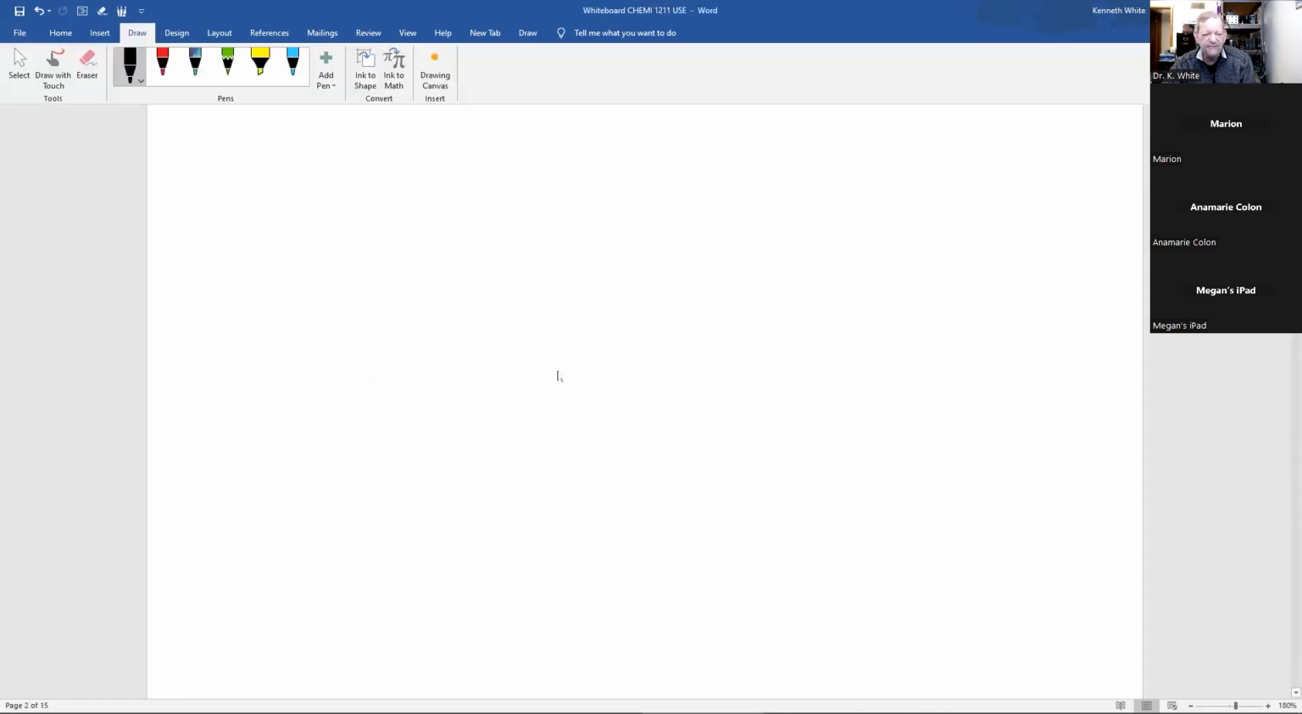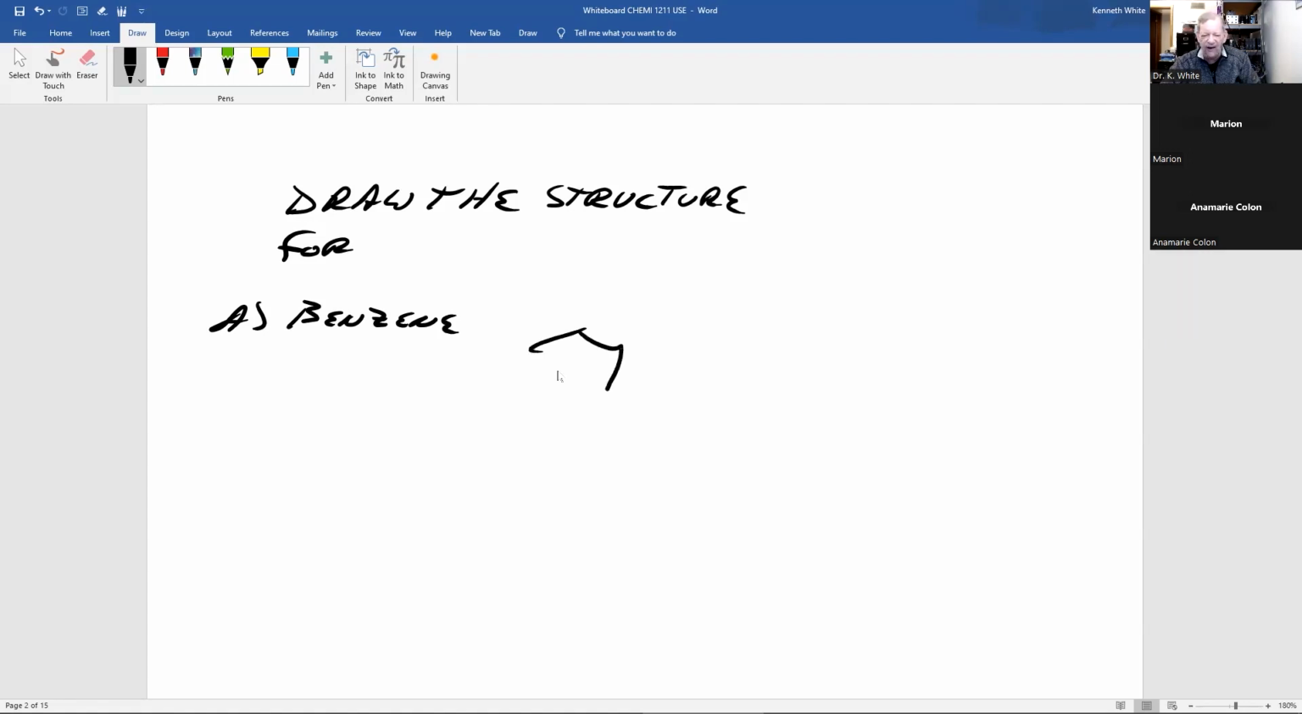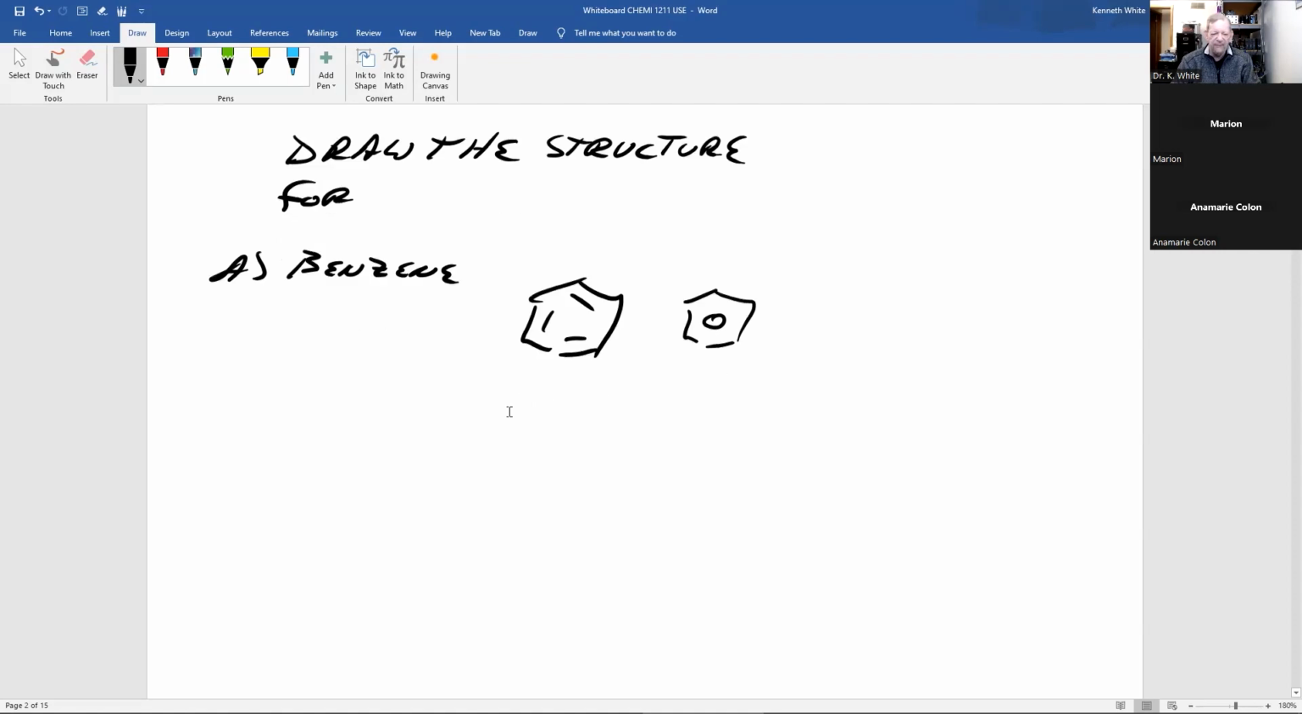If I ask you to draw the structure for benzene, if you write this down, that's cyclohexane. You have to put the conjugated alternating double bonds, or, which I don't like as much as showing the bonds, you put the delocalized pi bond ring, and that's benzene.